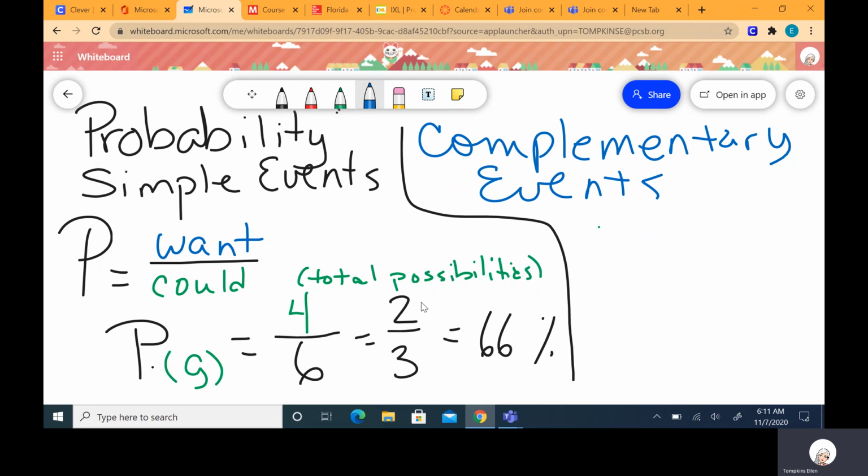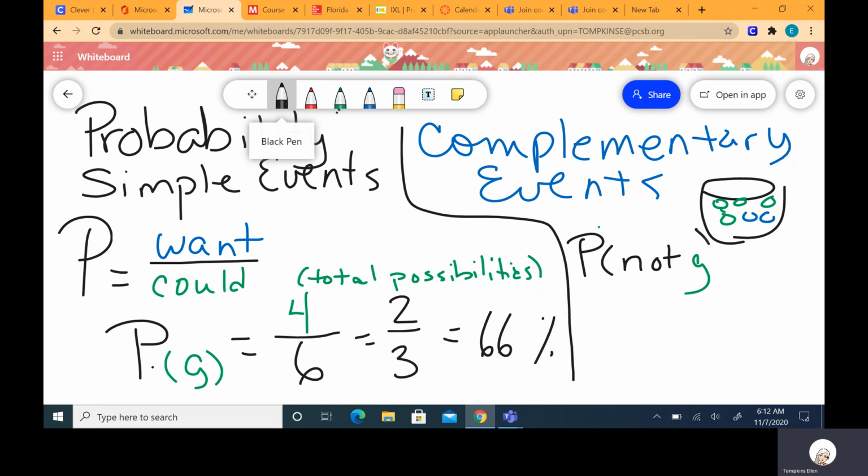So in my example over here, with my little bag of marbles, I had 4 green and 2 blue in my bag. The probability of green was 4 out of the 6, 2 over 3, or 66%. The complementary event would be what wasn't green, and that's going to look like this. So, not green. Well, in this case I'm counting up the blue ones: 2 out of 6, 1/3, and you're going to get 33%.